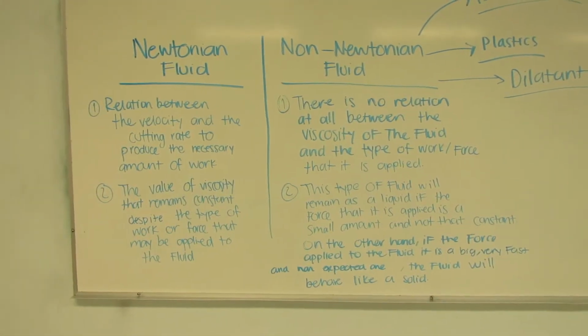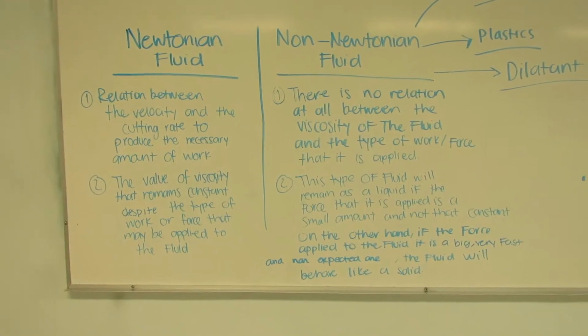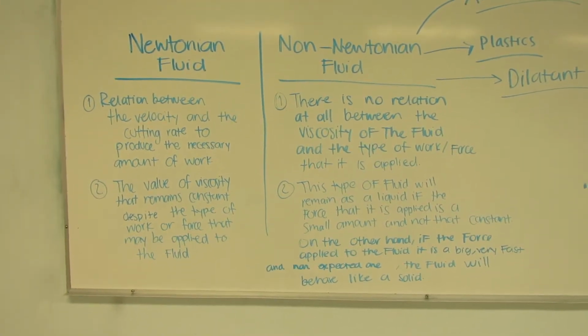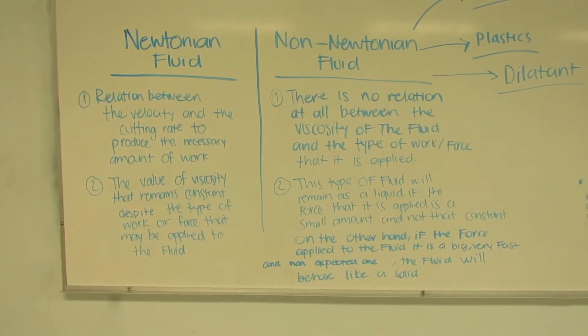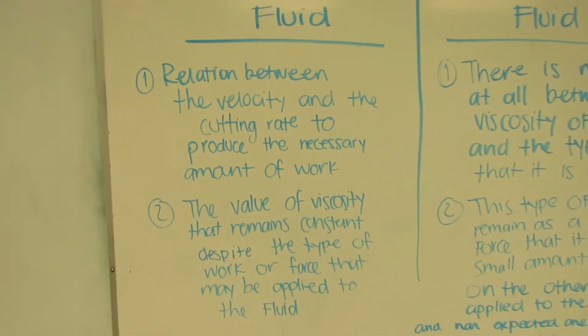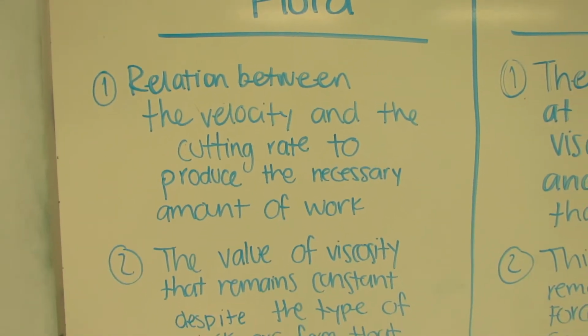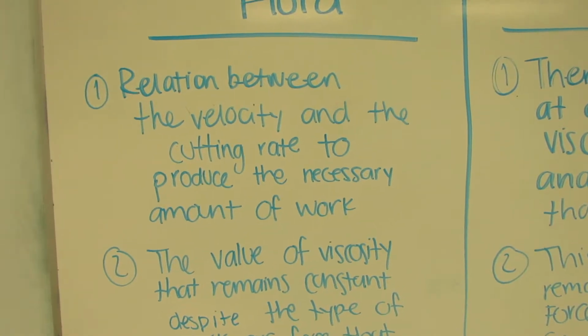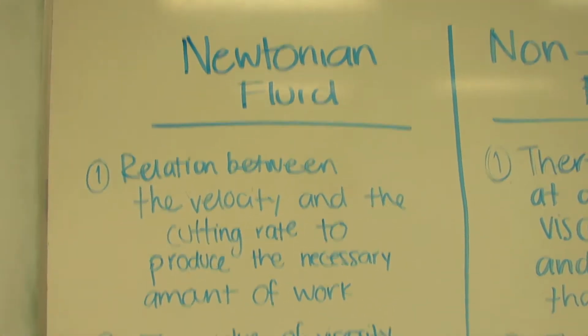So now we're going to explain the difference between a Newtonian fluid and a non-Newtonian fluid and why there is this difference. Here we have the difference between a Newtonian fluid and a non-Newtonian fluid based on 2 points of view. The first one is the relation between the velocity and the cutting rate to produce the necessary amount of work on a Newtonian fluid.